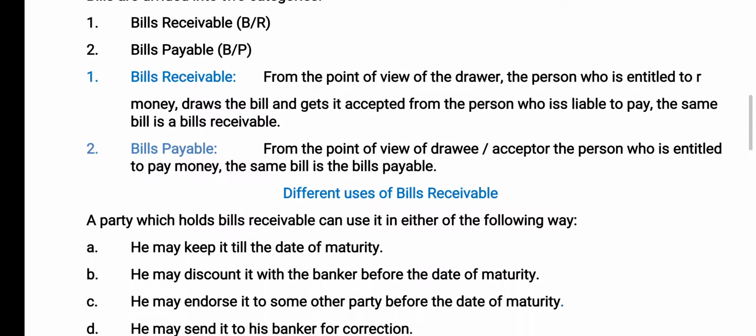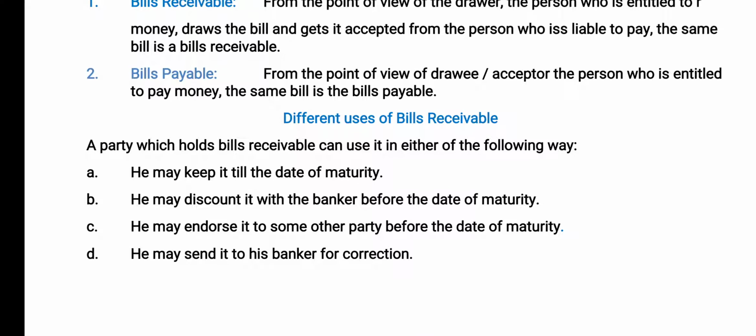So as you can see, there are some uses of bills receivable. These uses are for a party who holds that bill. A party which holds bills receivable can use it in any of the following ways. First, he may keep it till the date of maturity. Bills receivable can be kept by the drawer till the date of maturity.